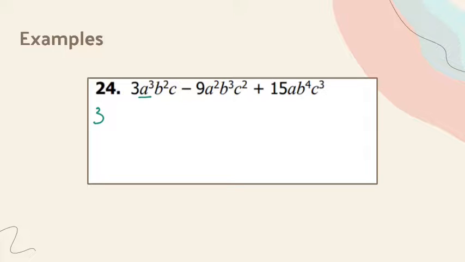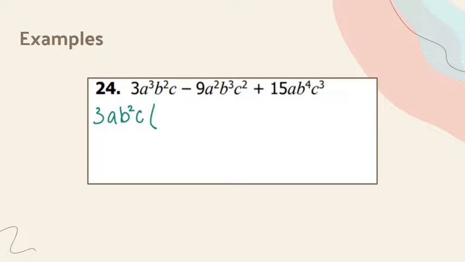Then we have a cubed, a squared, and a. A to the first is the smallest, so we'll just take out an a. B squared, b cubed, and b to the fourth. B squared is the smallest exponent of our variable, so we'll take out a b squared. And then we have c, c squared, and c cubed. C with no exponent, or c to the first, is our lowest exponent, so that's what we'll take out.